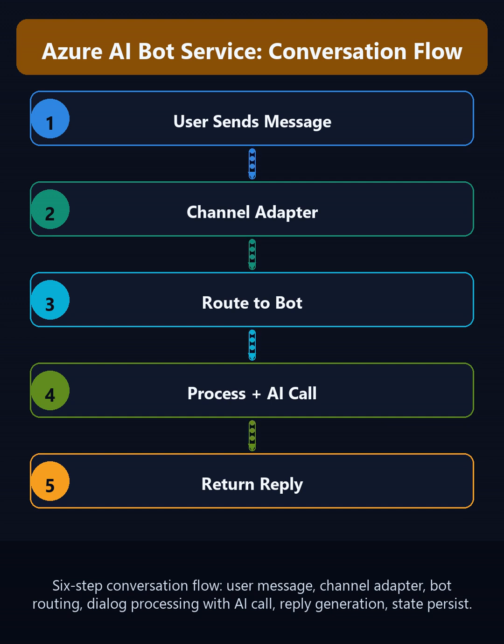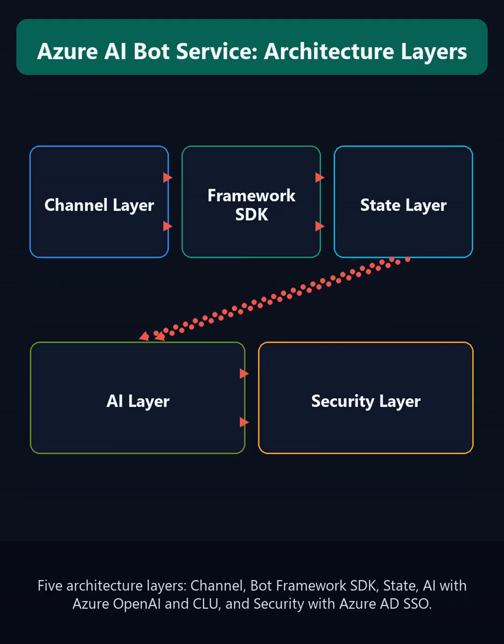The Azure AI Bot Service stack has 5 layers. The channel layer connects your bot to Teams, Slack, WebChat, telephony, and custom channels through the Direct Line API. The Bot Framework SDK manages dialogue lifecycle, adaptive dialogues, and middleware pipelines in your code. The state layer persists conversation and user state in Azure storage for multi-turn context. The AI layer integrates Azure OpenAI, CLU for intent recognition, and QnA Maker knowledge bases. The security layer handles OAuth authentication flows and Azure Active Directory single sign-on.